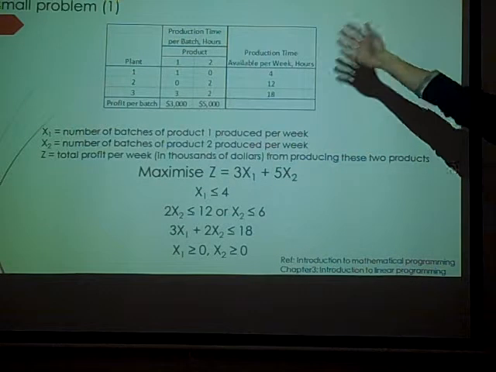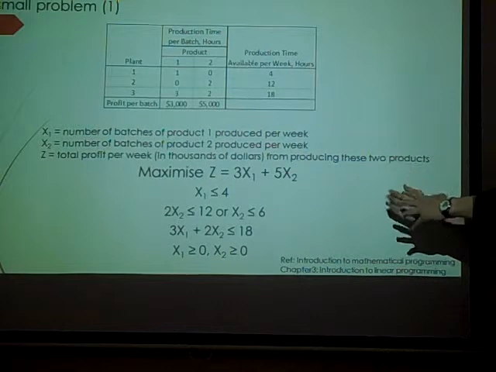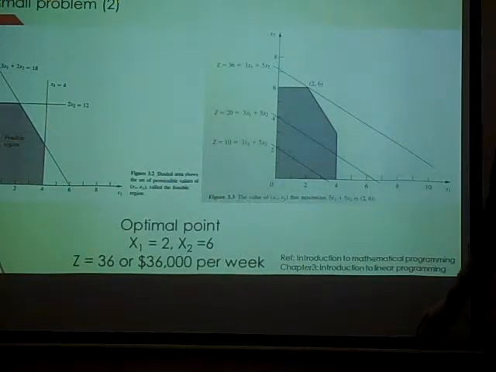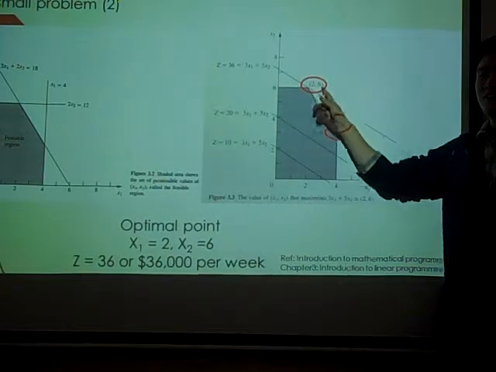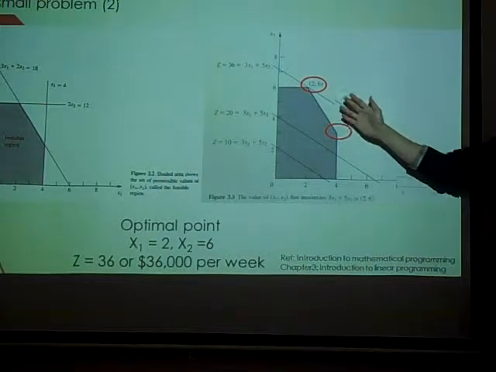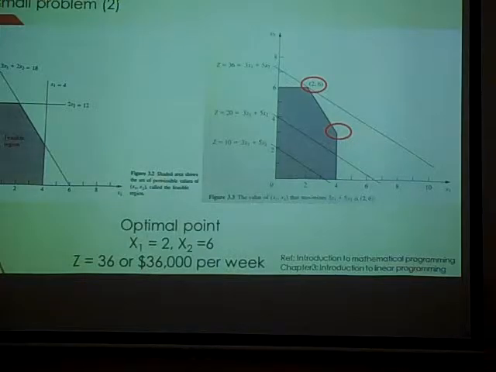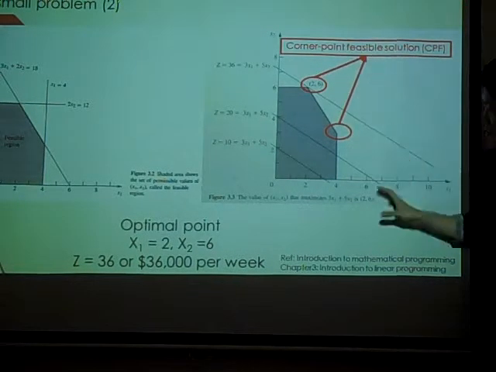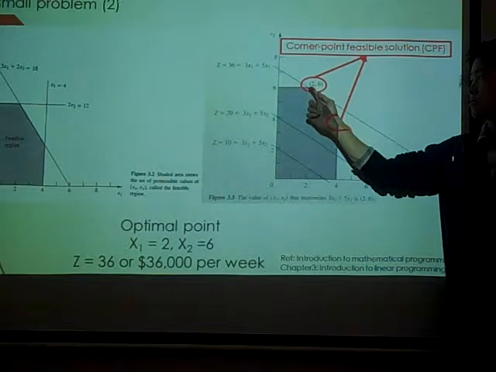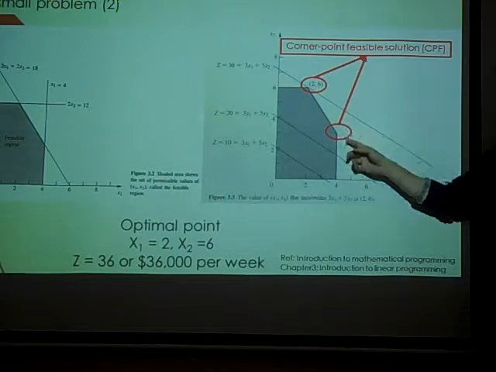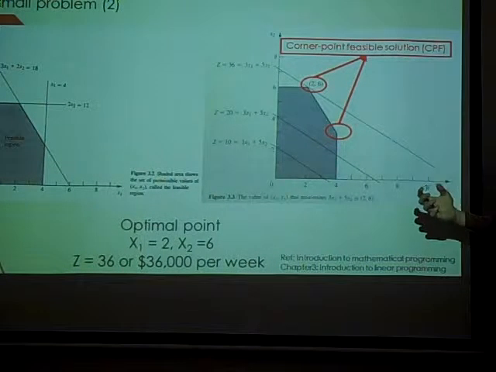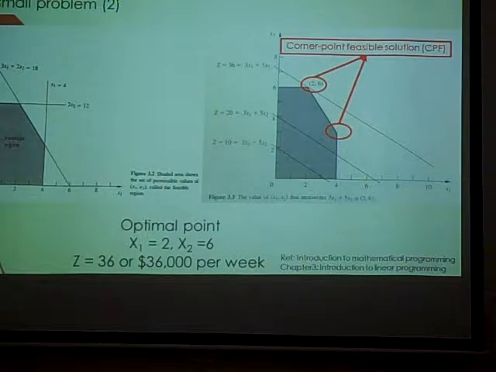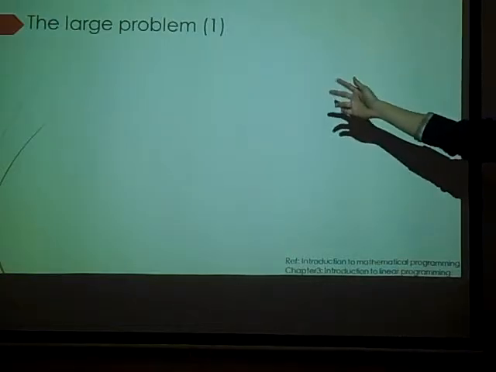This is the problem that we talked about in the previous week. And we can learn something from here. It's the corner. In the corner is the answer. It's always in the corner. So we call this the corner point feasible solution. We can find the answer without the graph, so we just need to know the corner. What is the value in the corner? And if there is more than one, we can compare the answers to see which one is the maximum.